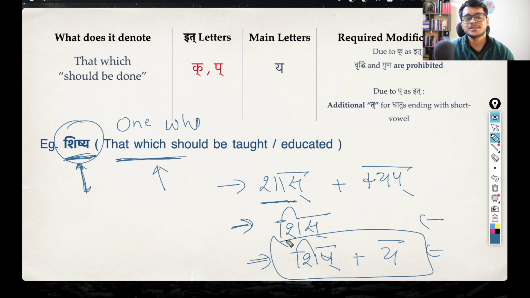But anyways, these were all the examples for the three suffixes that we covered: the yat, the nyat and the kyap. All these three suffixes are making the same kind of pratipadika with the same kind of meaning, that which should be done. Okay, so I hope all these examples were clear.